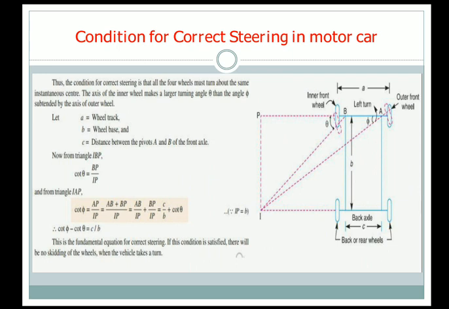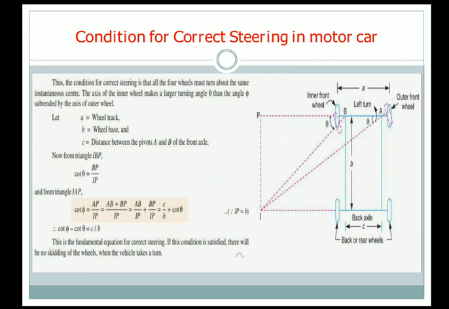So we shall divide this ratio. If we divide, we will get AB by IP plus BP by IP. From cot theta, the ratio is BP by IP. So we can replace BP by IP with cot theta, and in place of AB by IP, we can replace C divided by B, because from the figure AB is equal to C and IP is equal to B. So in this ratio, we send cot theta to the LHS. It becomes cot phi minus cot theta is equal to C divided by B. So this is the correct condition for the steering of a vehicle or a car when it is taking a left turn or right turn.